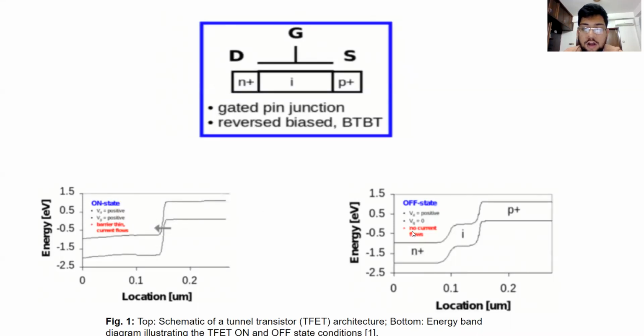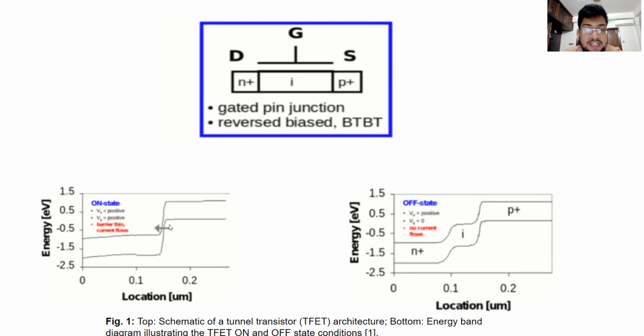Now, if we look at the off state, we see no applied gate voltage. So in this case, electrons can't move across the region because the energy gap between each region is too large to propagate.